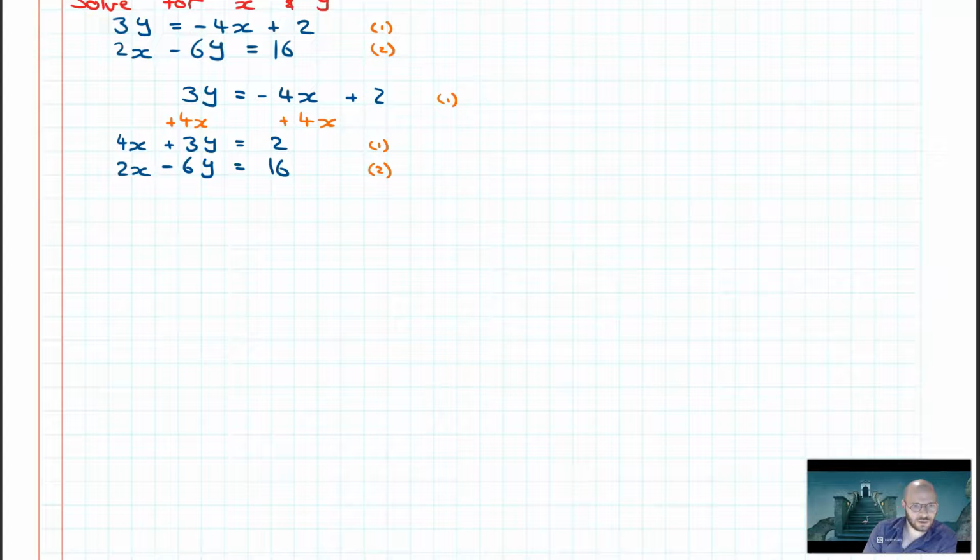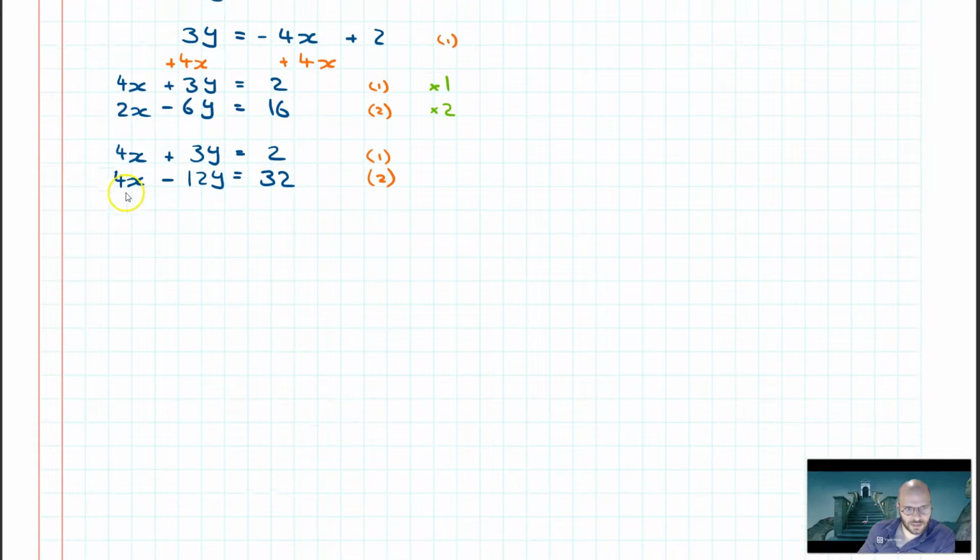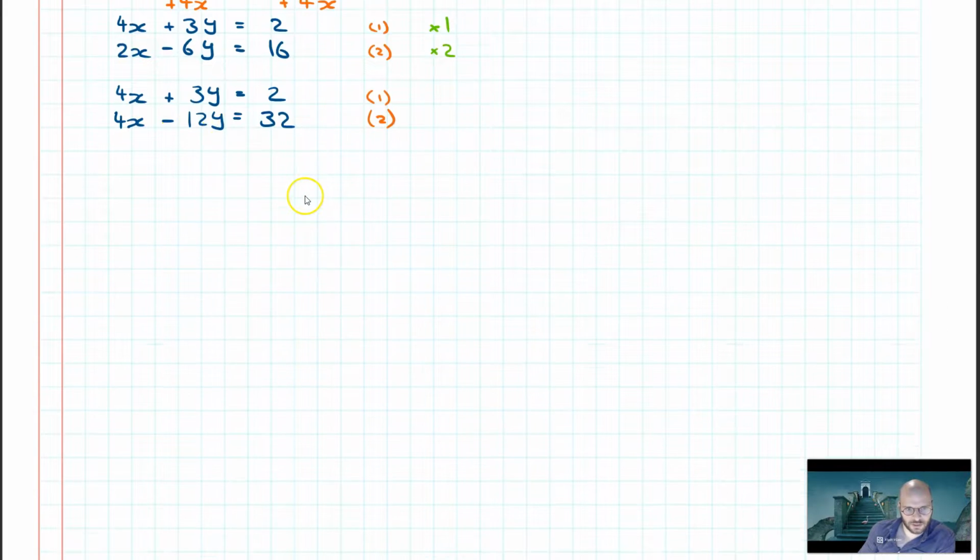Alright, next step is I want to make the x coefficients similar. Now notice in this instance we have 4 and 2. Depending on how good you are with your times tables, you might have noticed that the lowest common multiple between 4 and 2 is indeed 4. So what you can do to simplify this is multiply the top one by 1 and the bottom one by 2. This will have the effect of 4x plus 3y equals 2 and 4x minus 12y equals 32.